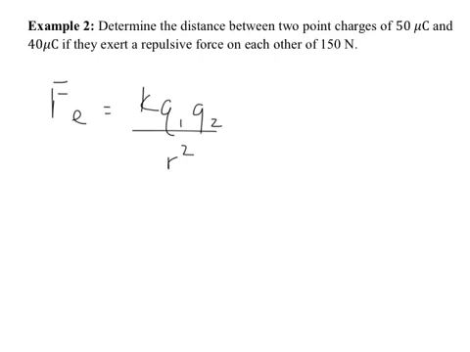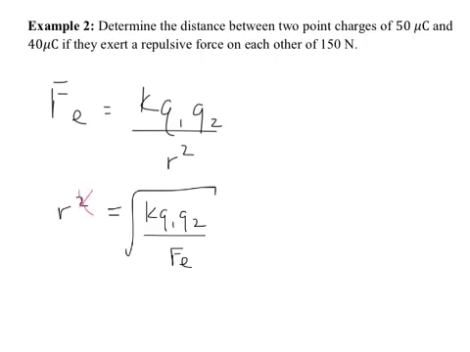So as Tristan said, let's flip-flop the R squared and the FE, and then take the square root. So start by putting R squared up here and write it as K Q1 Q2 over the electric force. And then just put a square root, and it gets rid of that squared there. So that's going to be our generic solution for this problem. We're trying to find the distance between these 2 point charges.